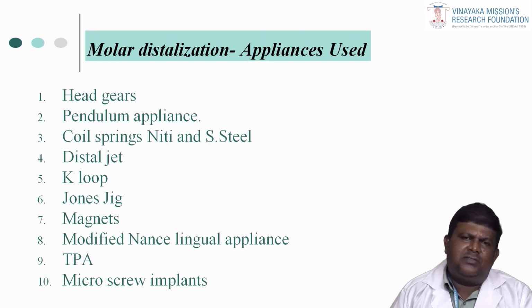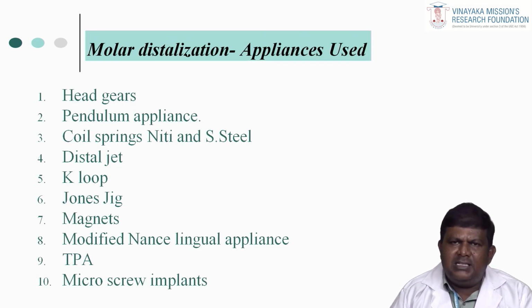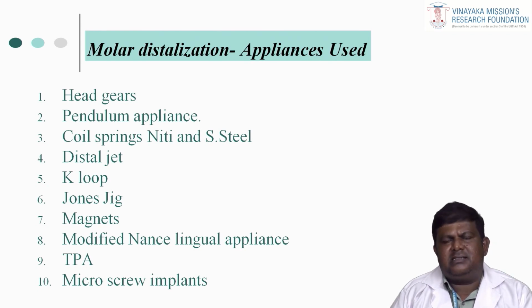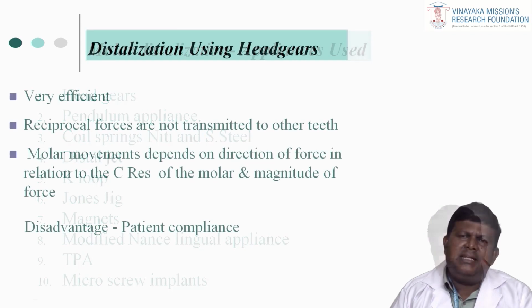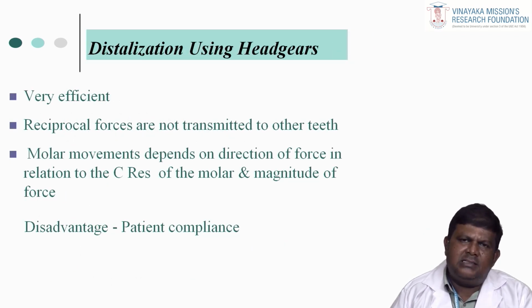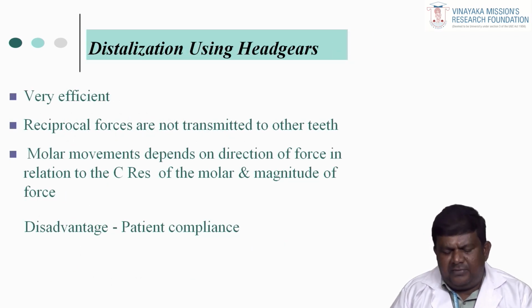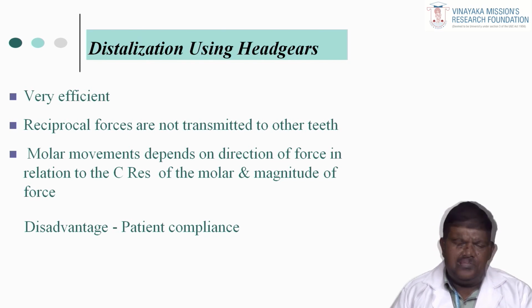What are the appliances used for molar distalization? Headgears, pendulum appliance, coil springs, nitinol and stainless steel, distal jet appliance, K-loop, Jones jig, magnets, modified Nance lingual appliance, transpalatal arch, micro screw implants. Distalization using headgears: using headgear for distalization is very efficient.